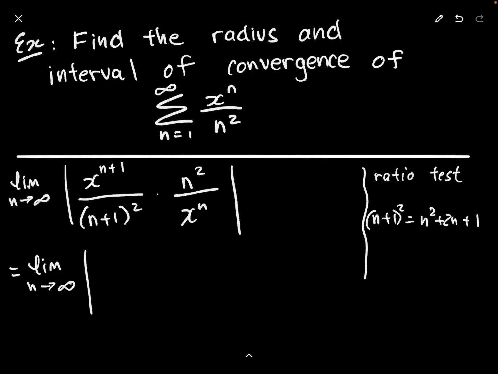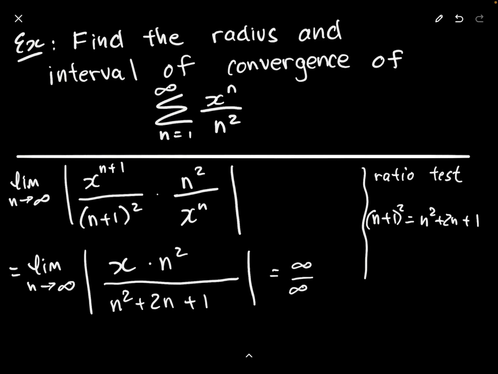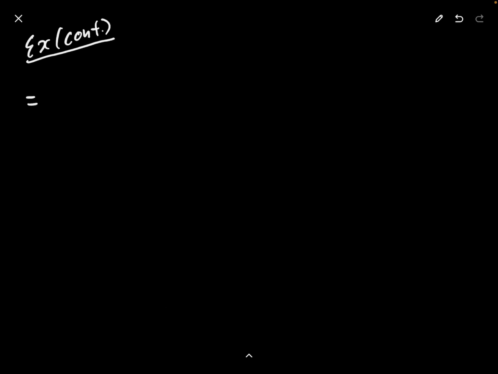So if we cancel x to the n in the top and bottom, we'll just be left with x to the 1 on top, times n squared over n plus 1 all squared, which is n squared plus 2n plus 1. So here we get infinity over infinity. The top and bottom have the same degree, so the limit will just be the ratio of the coefficients. So the limit will just be the absolute value of x, which only converges when it is strictly less than 1.